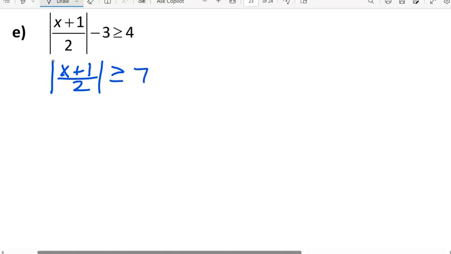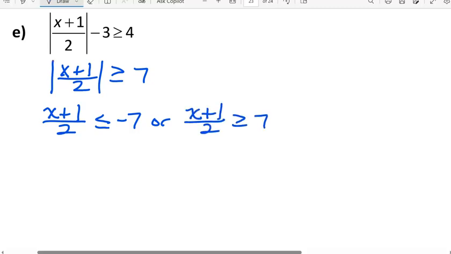Okay, in this last example, we're going to isolate the absolute value by adding 3 to both sides. And so this is an absolute value of an expression is greater than or equal to a positive number. That happens whenever the inside is either less than or equal to its opposite, or when the inside is greater than or equal to that number.